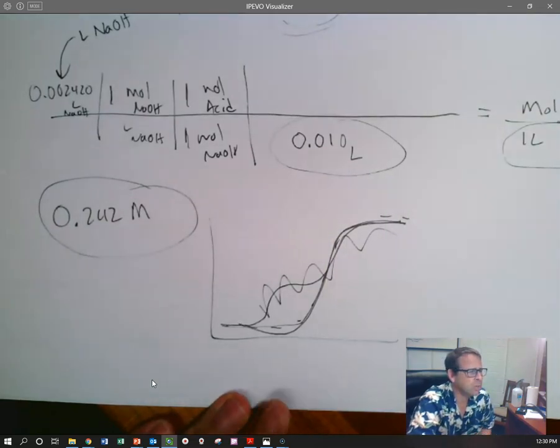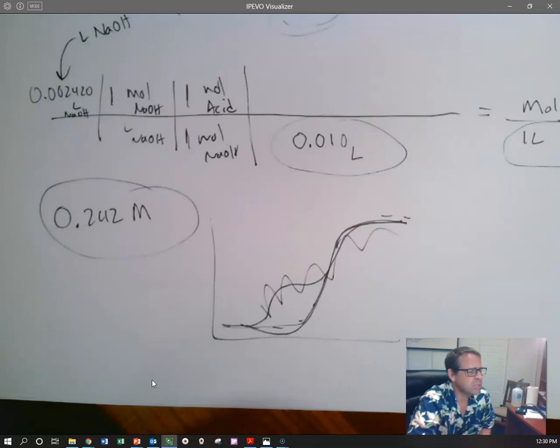0.242. Well, let's just bring up another sample here. Now we know the concentration is, well, it's got to be really close. It's got to be really close. So we know the concentration is 0.242.